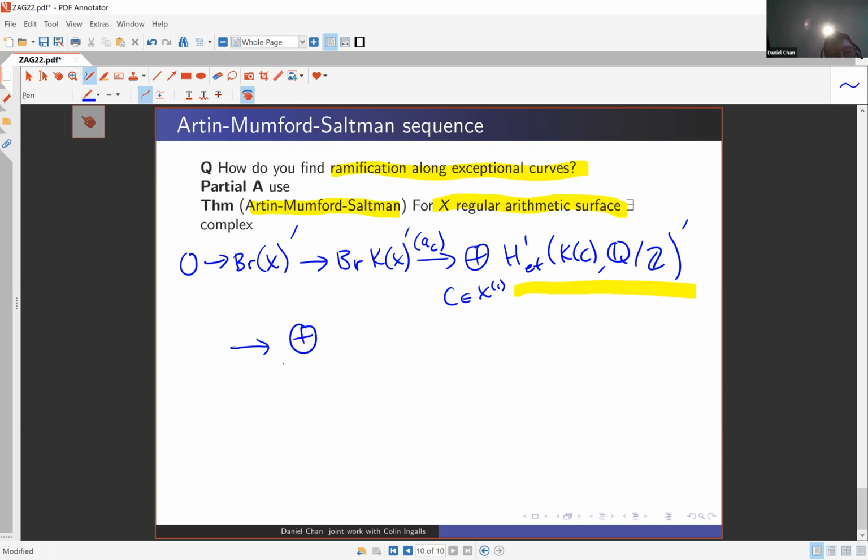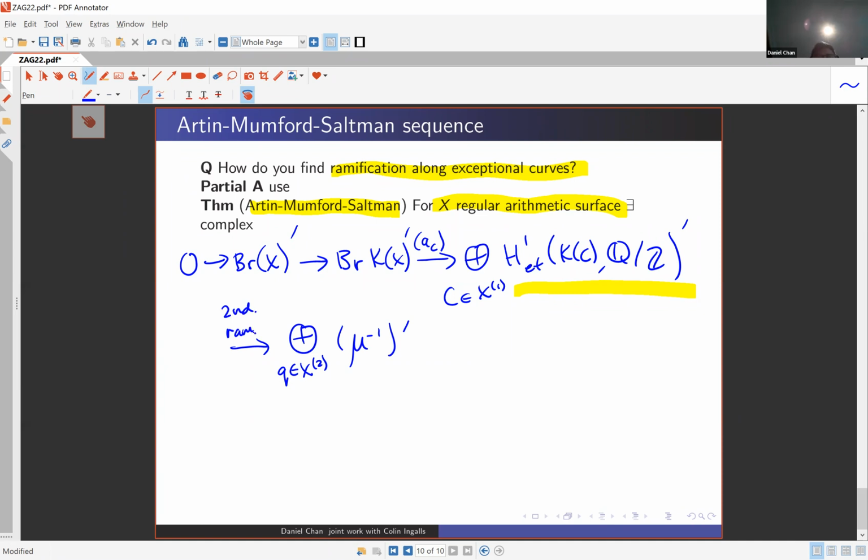So you sum over all the points. I've already used P, so maybe I'll use points, the codimension 2 points. They'll land naturally inside mu inverse. Well, I probably should have put a prime here. So this is a secondary ramification.